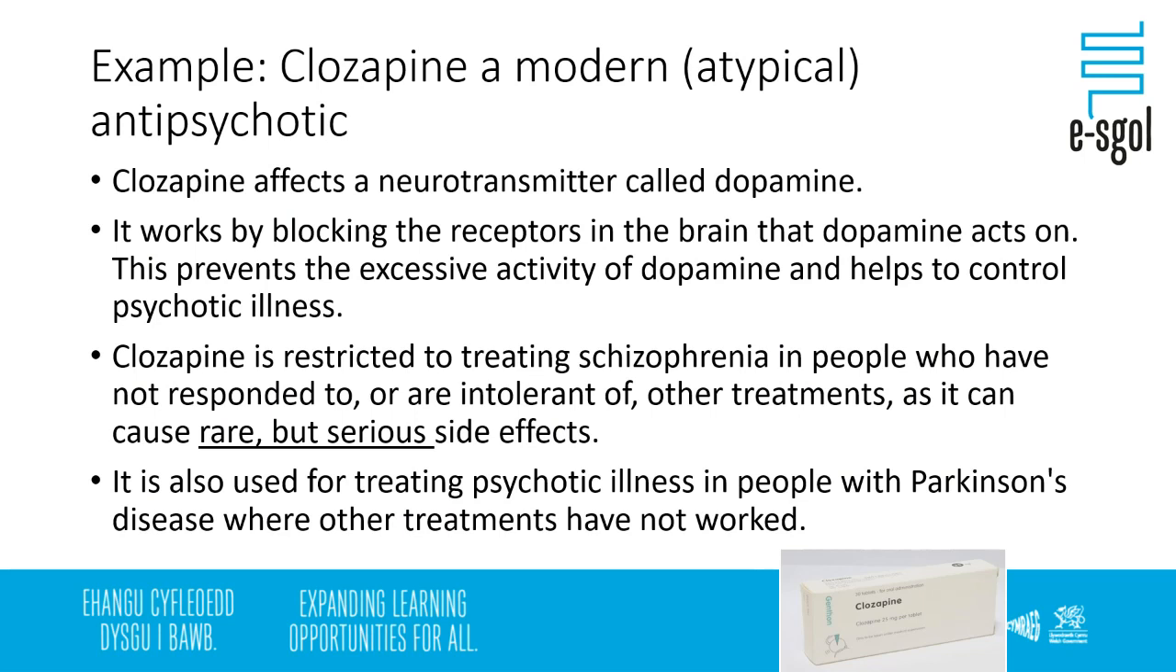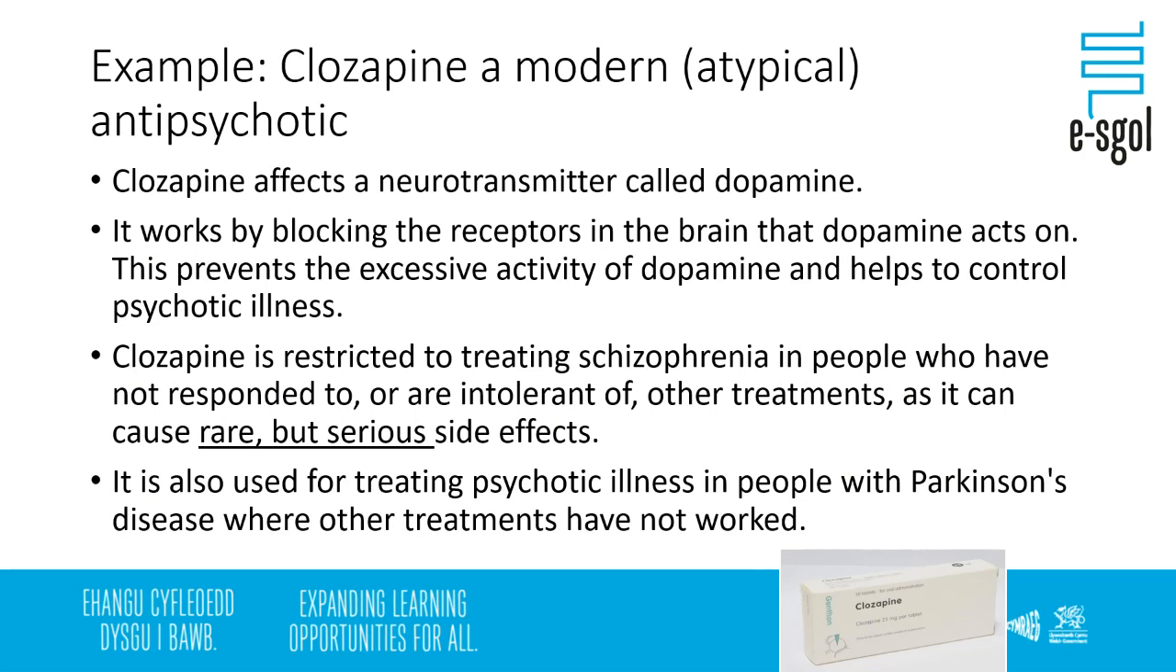Clozapine is restricted to treating schizophrenia in people who have not responded to or are intolerant of other treatments. So people that have maybe tried other things, maybe they've tried a little bit of CBT and things aren't working. So clozapine is another option. Okay, so it's quite strong, and obviously it can have quite bad side effects. We have to be quite cautious of when we administer it.